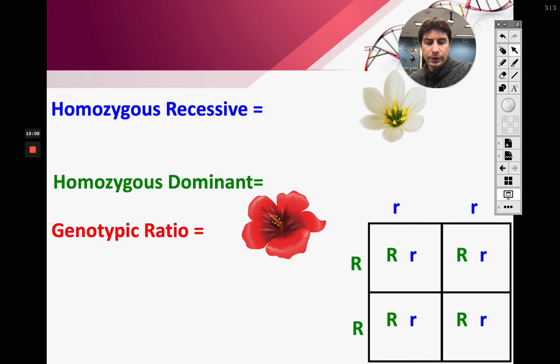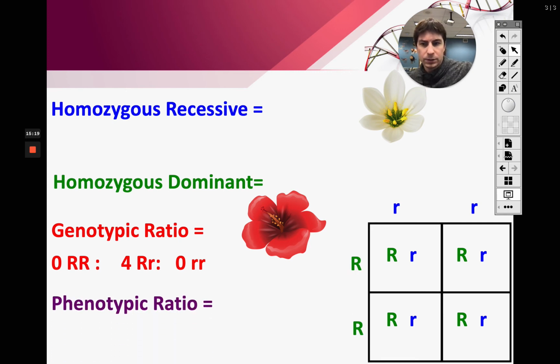So our genotypic ratio for this, not going to have any big R. All 4 of them are big R, little r. None of them are little r. So that's going to give our phenotypic ratio of 0 red to 4 pink to 0 white.